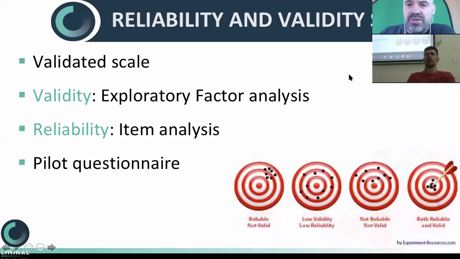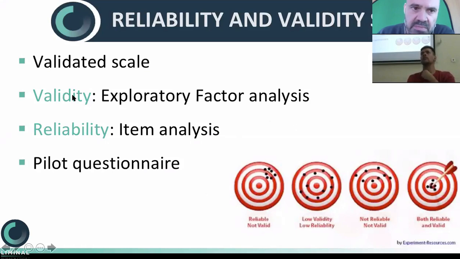So if you do the validation on your own, you use exploratory factor analysis. That's the article I showed you. You need a lot of data for exploratory factor analysis. So the rule of thumb would be that you take the number of Likert scale statements, in this case 29, multiply by 5. So that's about 150 respondents that you need to do the validity if you do it yourself.